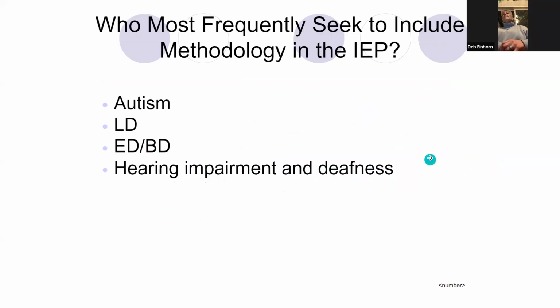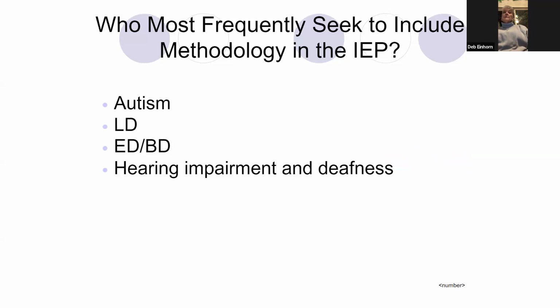So where do we most frequently see the need to include methodology in the IEP? That would be with hearing impairment and deafness, where we talked about those different schools of thought on whether students need to be immersed in sign language, or whether they need oral plus sign language, or whether they get cued or whatever. So those are areas where you're going to see methodology in the IEP.